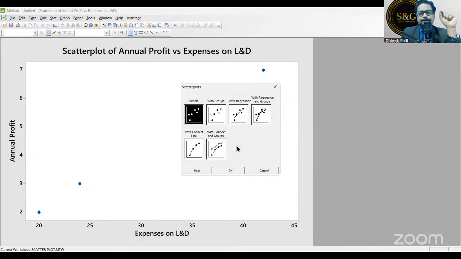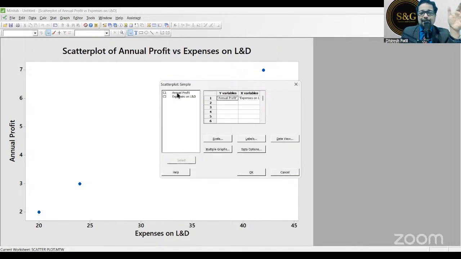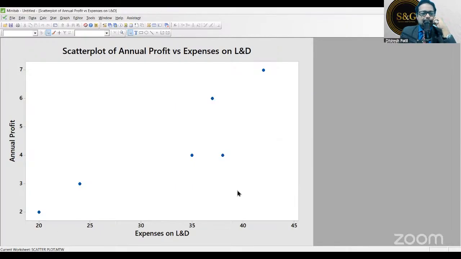Just click on OK. In the Y variable, we have to just select, double click on annualized profit because annualized profit is our output Y. And in X variable, select the expenses in L&D and just click on OK. That's it. And you will get this pattern emerging. So on the X-axis, it is expenses in L&D. On Y-axis, it is annualized profit. Got it? Now, because it is showing a positive trend, when my X is increasing, my Y is also increasing. Okay, so that trend it is showing, and this is called a correlation. What is correlation? Establishing relationship between 2 variables. It is called correlation. That's it.